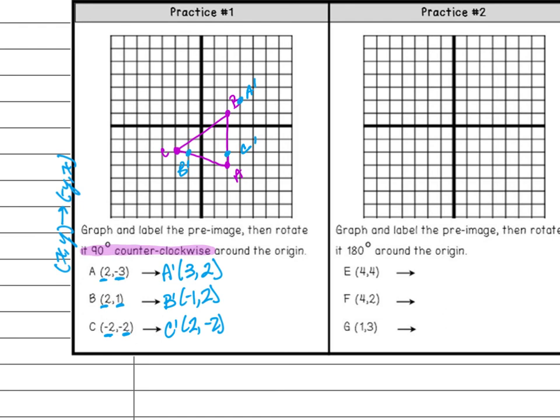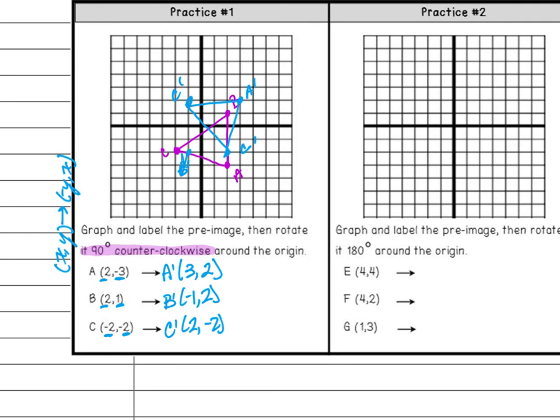Oh, B prime is in the wrong place. That's not it. It's -1, +2, C prime. So there we go. Sorry about that.